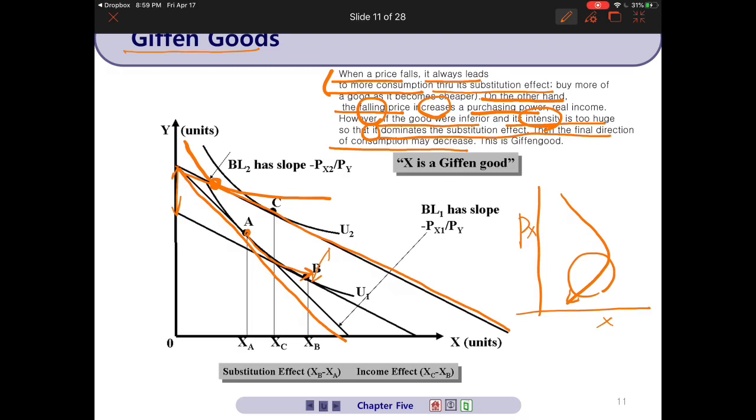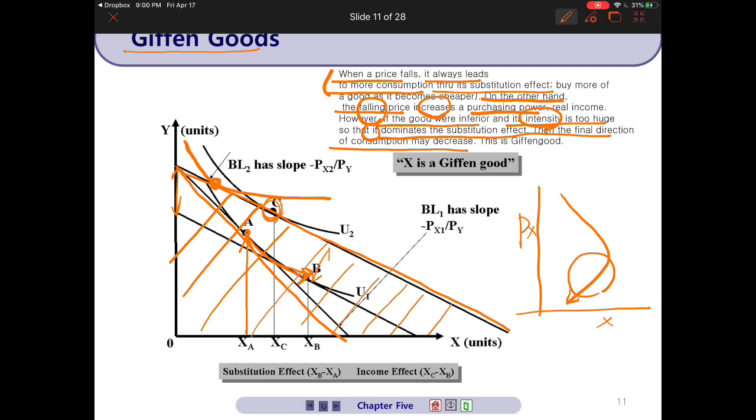Does it make sense? Originally, I chose A. Due to the decrease in the price of good X, my budget set expanded, right? And with the falling price of the good, the substitution effect says consume more of good X, always, as long as your indifference curve is bowed inward, right? Diminishing MRS, always, the substitution effect says spend more on the good whose price becomes relatively cheaper, right? But there is another thing. The income effect works as an inferior good.